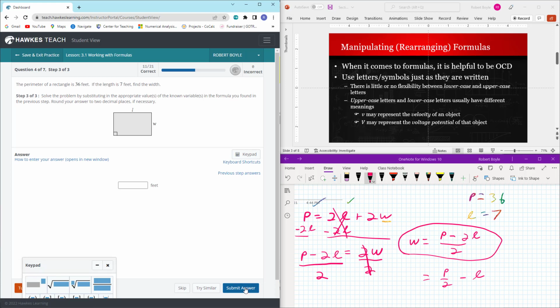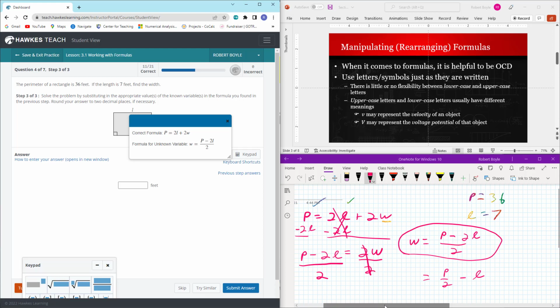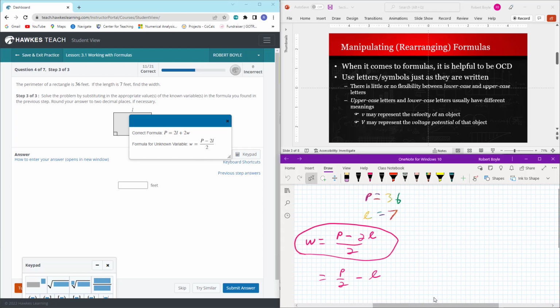And that's going to come in handy for the next part. Okay, so now we want to solve the problem by substituting the appropriate values of the known variables, P and L, into the formula we just found in the previous step, which of course is this formula right here. Okay, so let's go ahead and do that. I'm going to need a little more space here. I wonder if I can do it like this. Yeah, this should work. Okay, so in this particular case, I'm going to have that W is equal to 36 minus 2 times 7, all divided by 2.